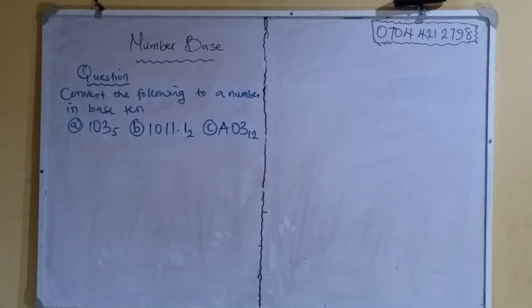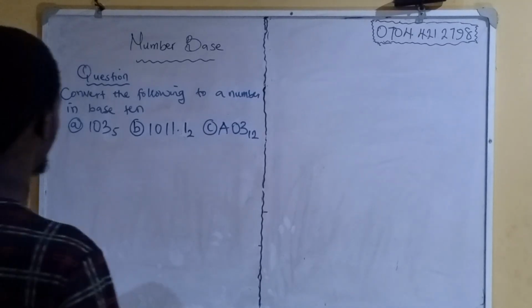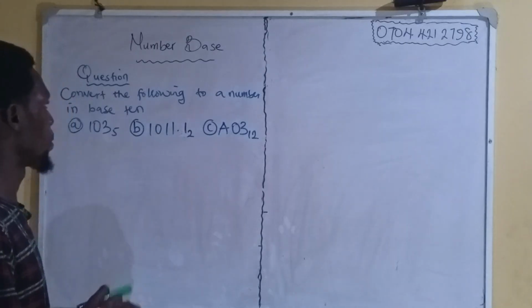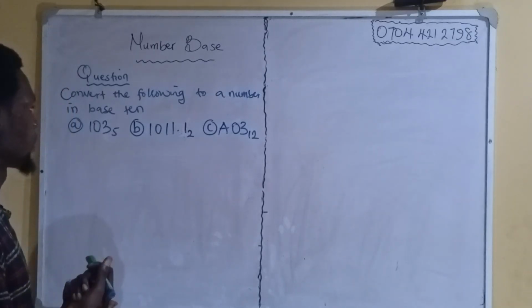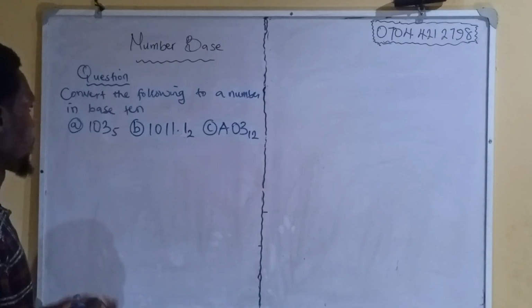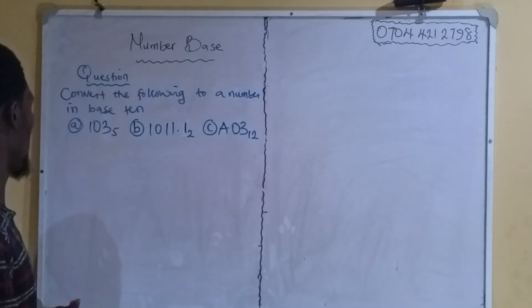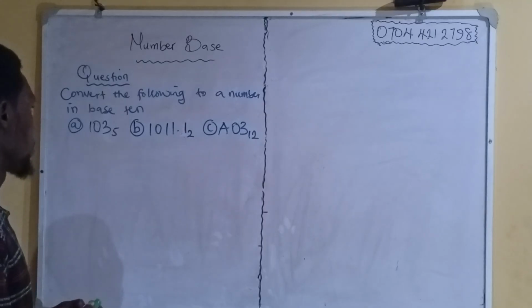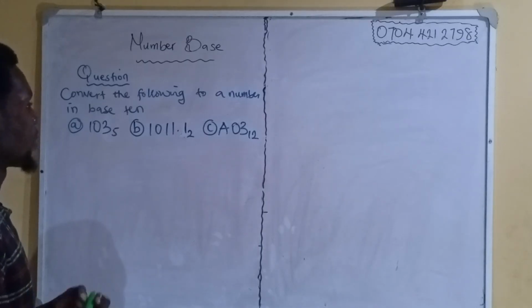Alright, in these videos, we are going to learn how to convert numbers from other bases to base 10. So we'll consider this question. You have here: convert the following to a number in base 10. You have 103 base 5, 1011.1 base 2, and 1003 base 12.